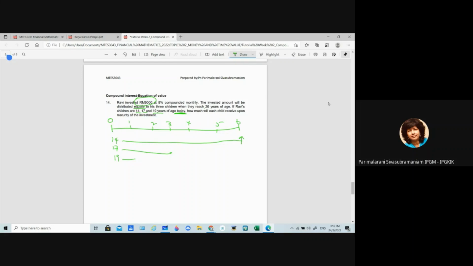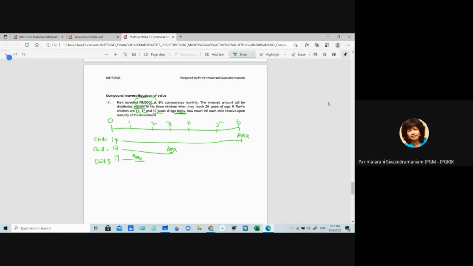That means, child 1, child 2, and child 3: when child 1 becomes 20 years of age, this child will be paid, say, RMX. When child 2 reaches 20 years of age, child 2 will be paid RMX. When child 3 reaches 20 years of age, also will be paid X.